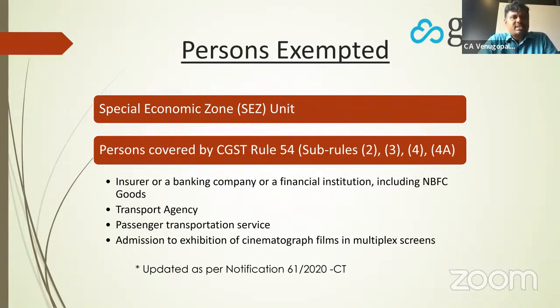By virtue of notification 61, the exemption for issuing invoice is extended from the tax invoice to e-invoice also. Who are they? NBFCs, banking companies, passenger transportation, goods transportation, and admission to cinematographic films. Please note, an addition to that is SEZ. If you are an SEZ, e-invoice is not applicable. This exemption is qua business and not qua PAN. So if under your PAN you have multiple businesses, only for that business vertical do you have an exemption.